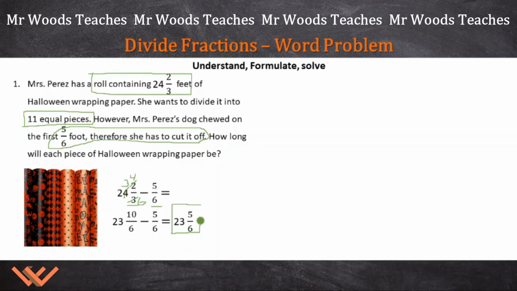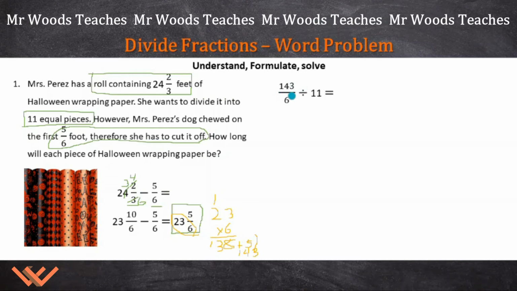So that's our total feet of the paper that Mrs. Perez has. What's our next step? Well, we have to divide it into 11 equal pieces. Before we divide this into 11 different pieces, I need to take this mixed number and create an improper fraction. So I have 6 times 23, and then add it to there. 23 times 6. 6 times 3 is 18. 6 times 2 is 12, 13, so 138. And then I need to add that 5, and that's going to give me 143. So here, I just made it so it's simpler and easier to read.